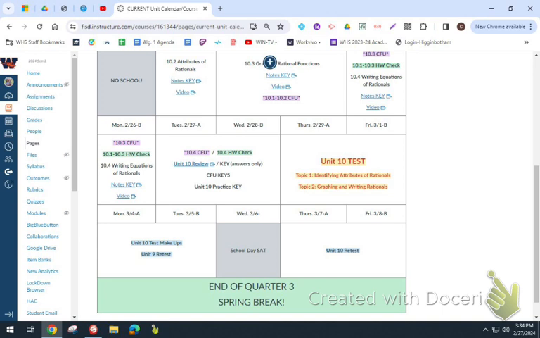Utilize those to study. The practice key, that's what I went around and checked. I will get that posted end of day tomorrow as well, so that way you can check your work with that. Of course, I have all these here. You're welcome to come look at this today. Unit 10 test, 2 grades, Thursday, Friday.